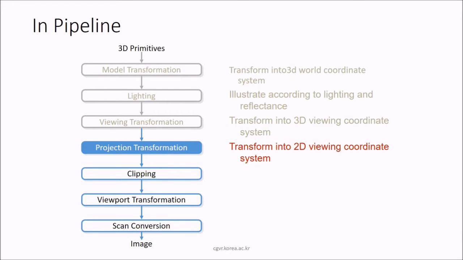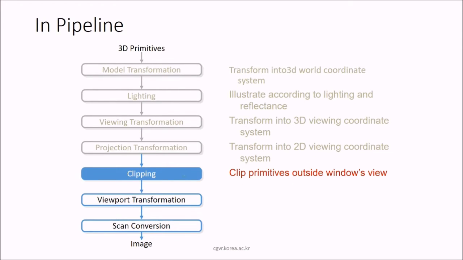After this, we do the projection transformation. Because this is 3D, the projection is the transformation from 3D to 2D. So we transform this 3D viewing coordinate into our 2D viewing coordinate. Then comes the clipping. Clipping means we clip primitives outside the window view. So if this is a window, all those things which are outside, we clip them.